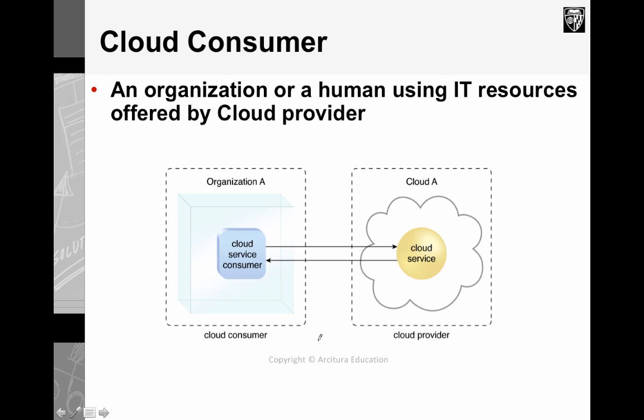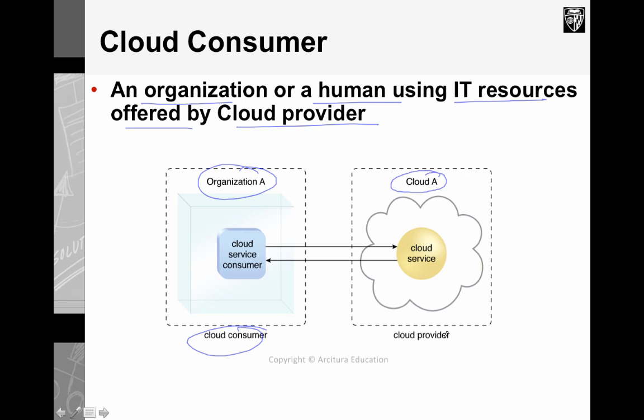So who is a cloud consumer? A cloud consumer is an organization or a human using IT resources offered by a cloud provider. Now, as part of this particular class, we will act as a cloud consumer and we will interact with a cloud provider such as Amazon Web Services in order for us to provision our IT resources. So we are the cloud consumers in that case. But cloud consumers can be organizations, right? So what I'm showing you here are two organizations. There is organization A, which is the cloud consumer, and there's organization B, which is really cloud A, which is a cloud provider.